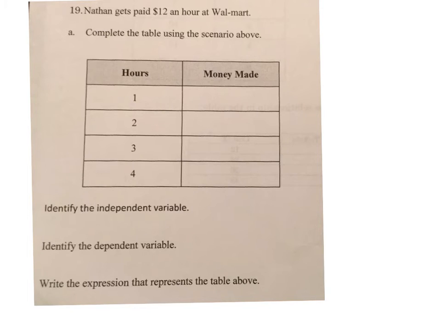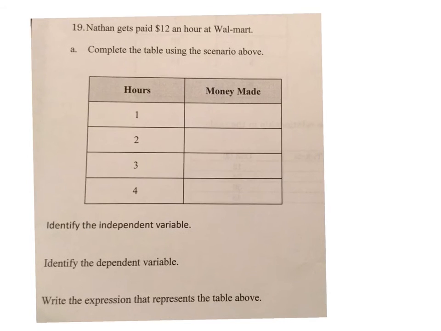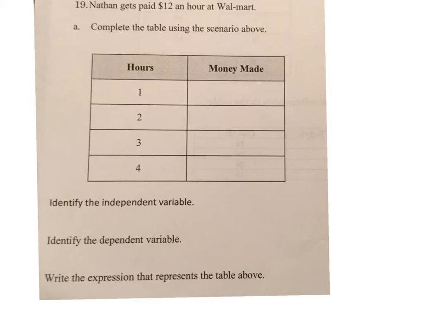Nathan gets paid $12 an hour at Walmart. Complete the table by using the scenario above. So in 1 hour, I know that he makes $12. Whoops. Okay, then for 2 hours, he'd make 24. 3, he'd make 36. 4, he'd make 48.